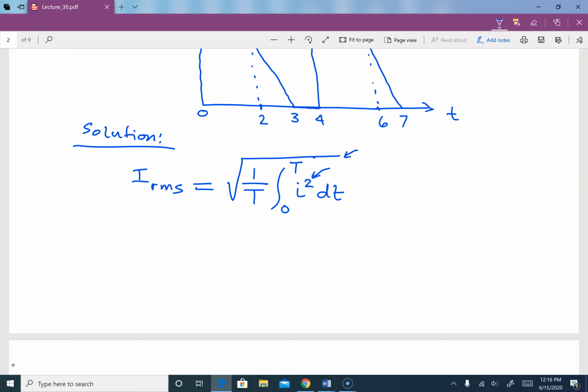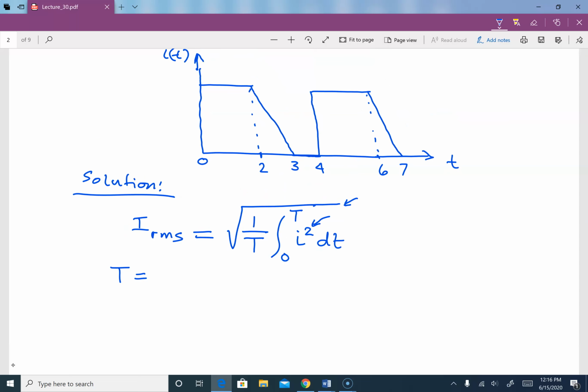Now if you look at this formula, the first thing that we need is to determine our period T. So what is T in this case? Time here is given in seconds. If you look at this waveform, the period T is the time where the function is going to repeat itself. In this case it is equal to 4, because at this point here it will repeat itself. So our T is equal to 4 seconds.